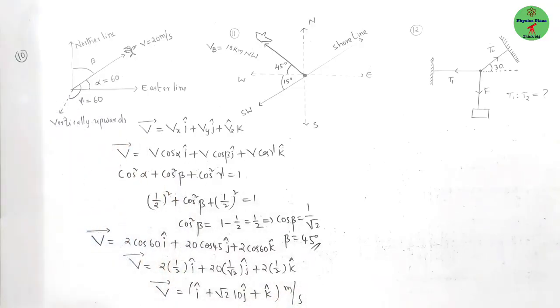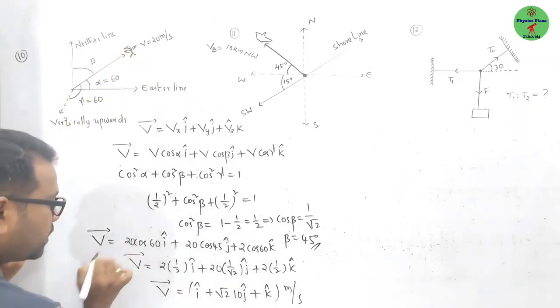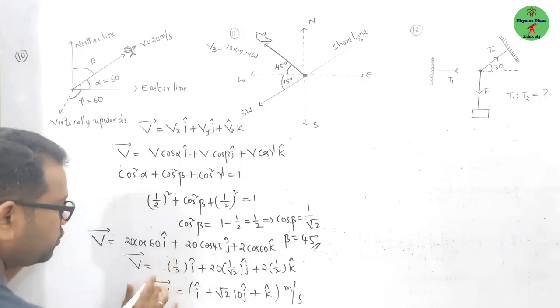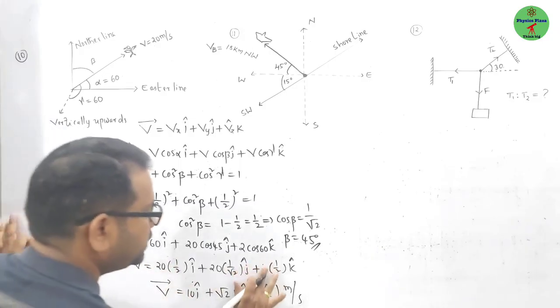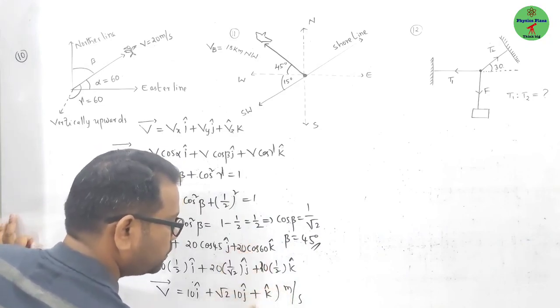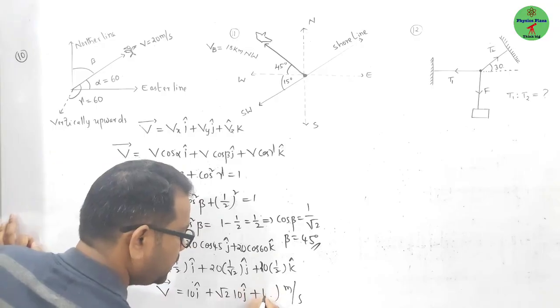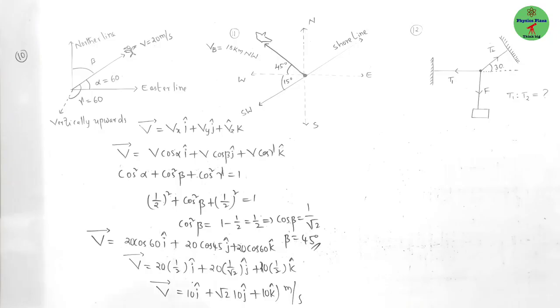So let us cross check with the answer. Yes, 10 i cap plus something is wrong. Hey, this is 20. I'm very sorry. This is 20. So obviously this is 20, right? So this is 10 i cap. So this is also 20. Sorry, this is 20. So then this is going to be 10 k cap. That's it. So the answer is 10 i cap plus root 2 10 j cap plus 10 k cap meter per second. That's it.